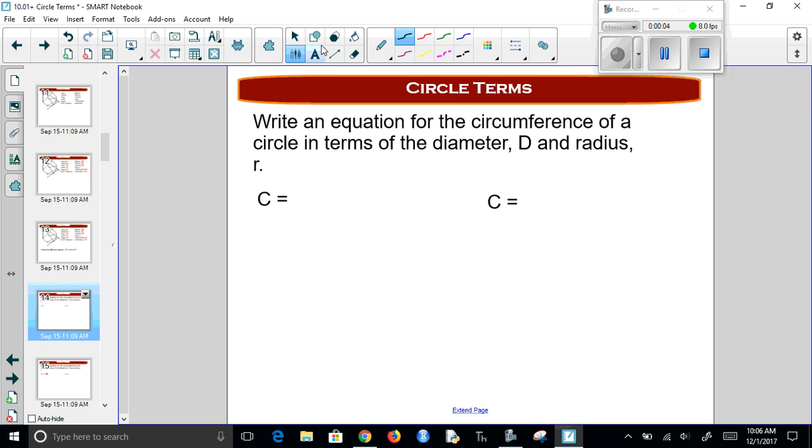Hello, now we're going to look at circumference. First we just have to make sure everybody understands that circumference is the distance around a circle. So if I just measured with a measuring tape around here, that is our circumference.